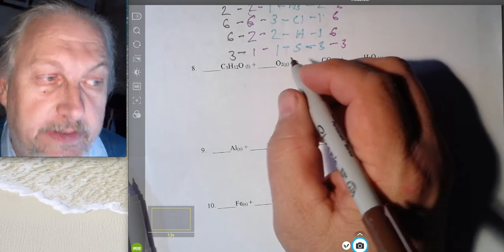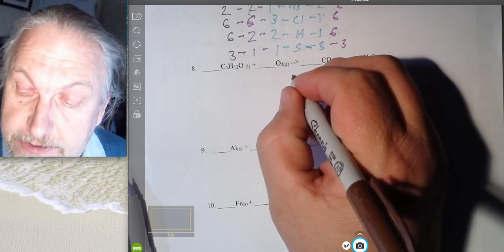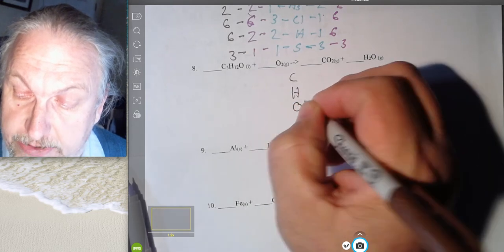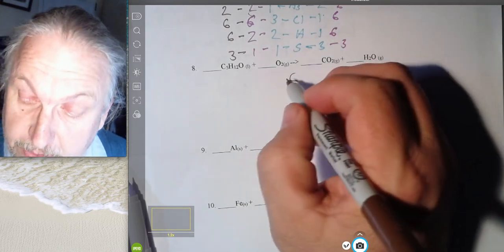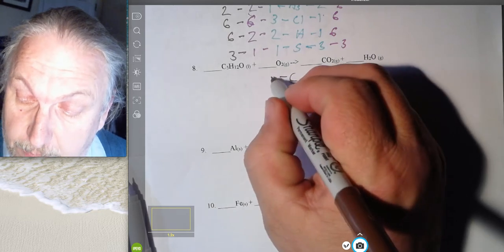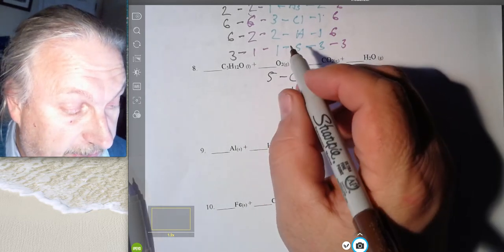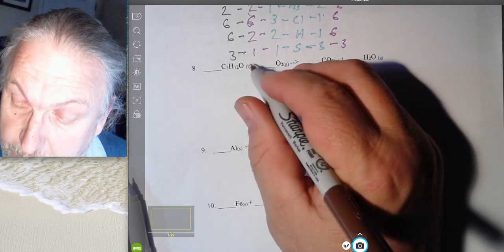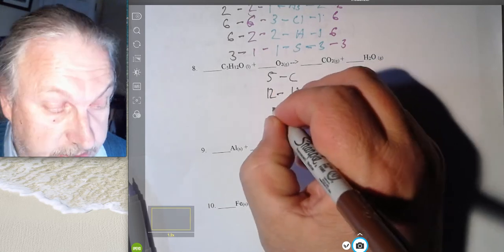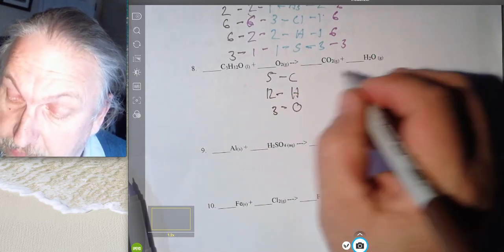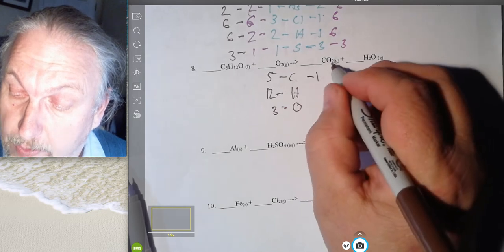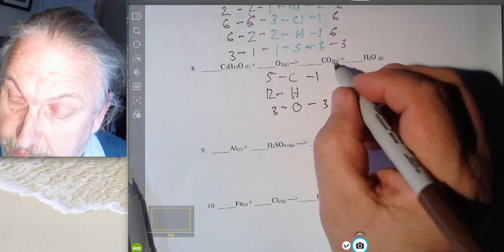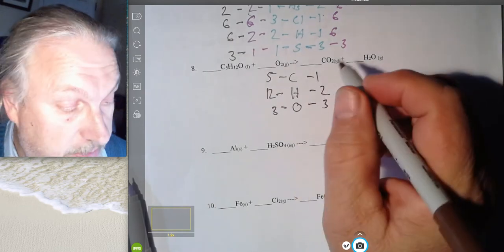So this seems to be the best way to do it for most of you. Let's go ahead and write down what we've got. We've got carbon, hydrogen, and oxygen. That's all we've got. So let's see our numbers. We've got 5 carbons on this side, and 5 carbons on this side. We've got 12 hydrogens. We've got 1 oxygen, and 3 oxygens over here. All right. Well, let's look on this side. We've got 1 carbon, and we've got 3 oxygens. That's good, maybe.